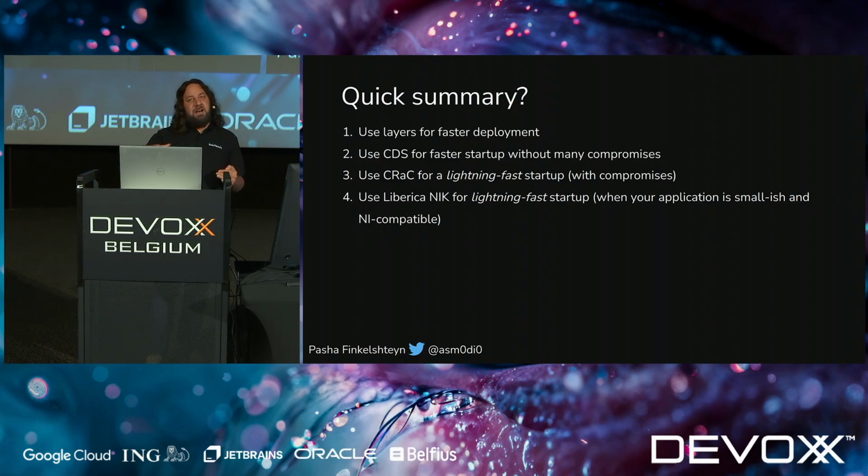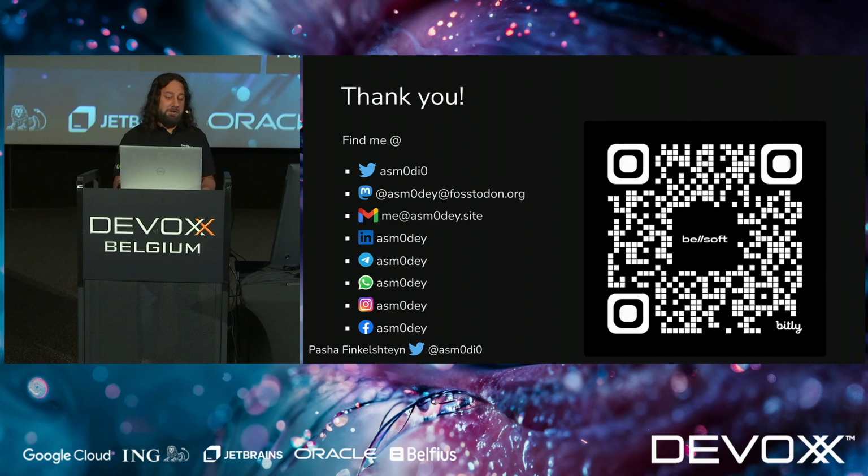If you need to cut some time from your startup time, you can use CDS. And when and if project Leyden is released, you would be able to cut even more time. If you need a lightning fast startup, please use the project CRaC. It brings some compromises, either a more complex build or insecure builders. And you can also use the native image library for lightning fast startup if the application is not too big for it.